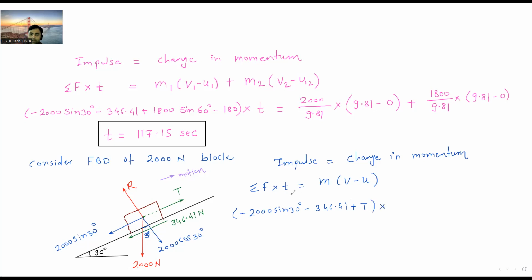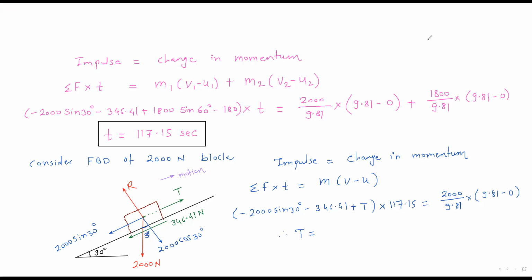Plus T into time. What is the time? The time we have calculated, 117.15. Which is equal to M, the mass. Weight is 2000, so mass will be 2000 divided by 9.81, into the final velocity. It is going from 0 to 9.81 in just these seconds. So if you put all the values, you will get the tension in the string. Find out the answer.